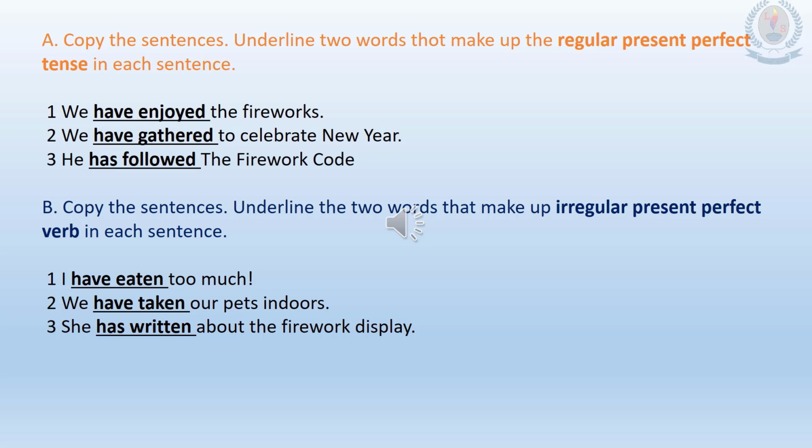B. Copy the sentences, underline the two words that make up the irregular present perfect tense verb. So what you have to do is underline the irregular present perfect verb, only the two words. Number 1, I have eaten too much. Have eaten. Number 2, we have taken our pets indoors. So you have to underline have taken. Number 3, she has written about the firework display. So you have to underline has written.